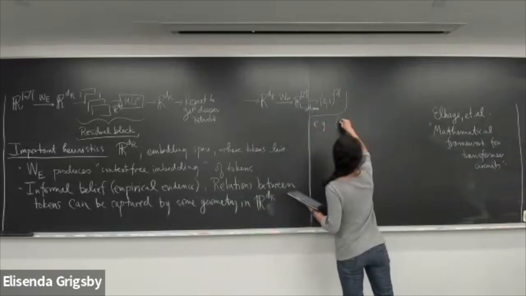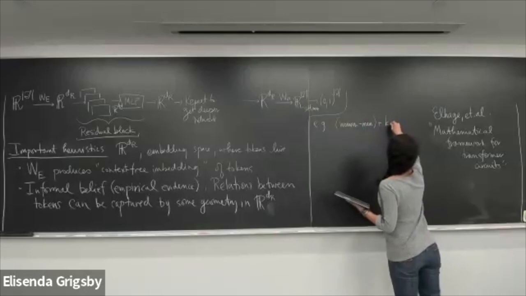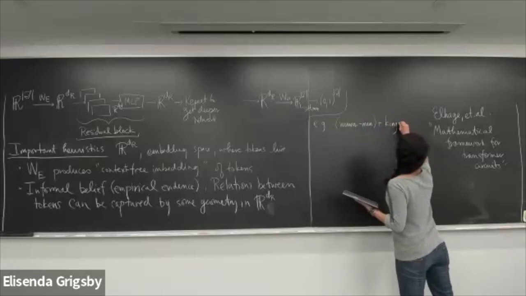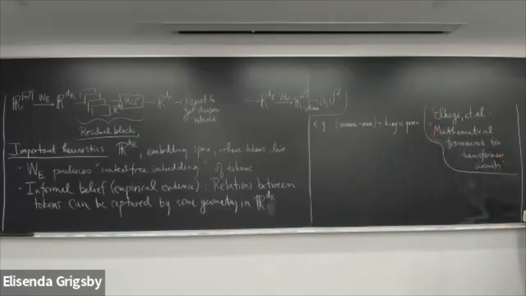So if you look at the image of woman, and you subtract the image of man, and you add that to king, then that ends up being very close to queen in this space. Things along this line.